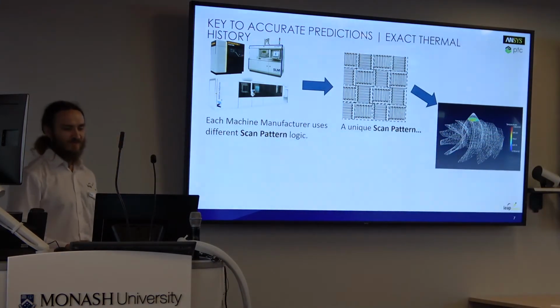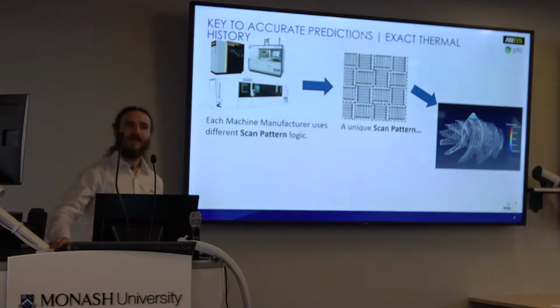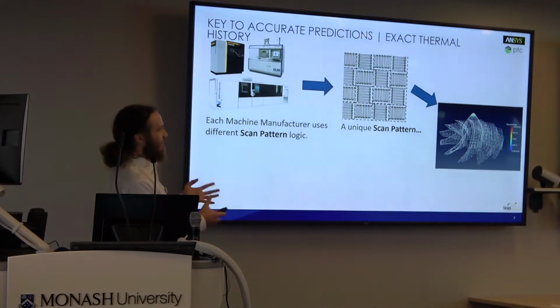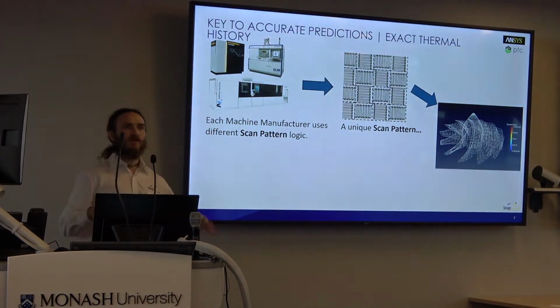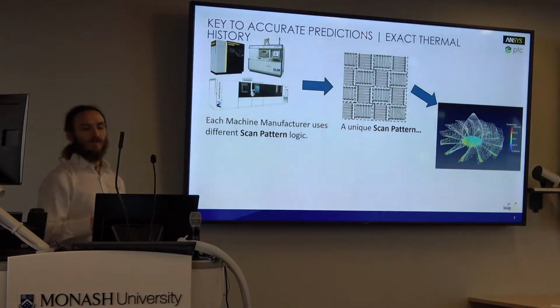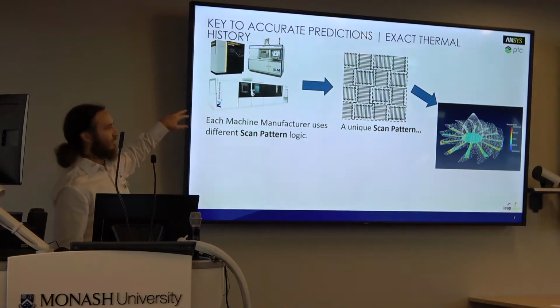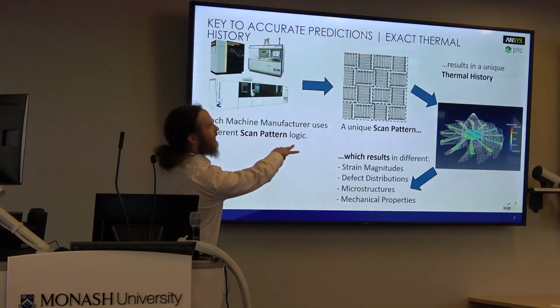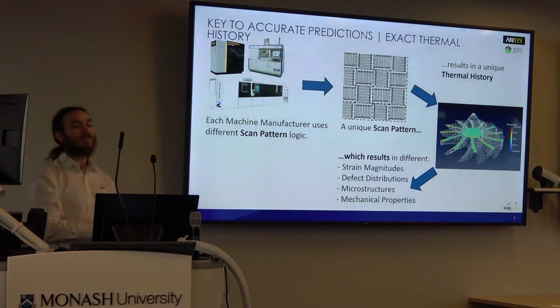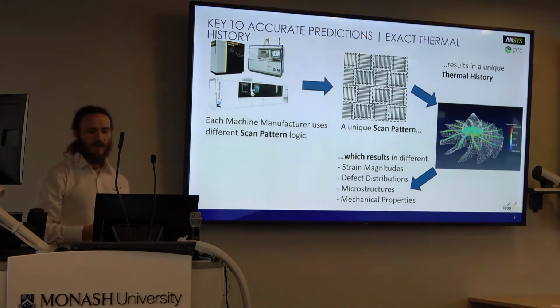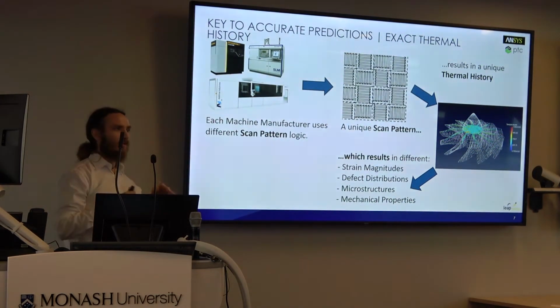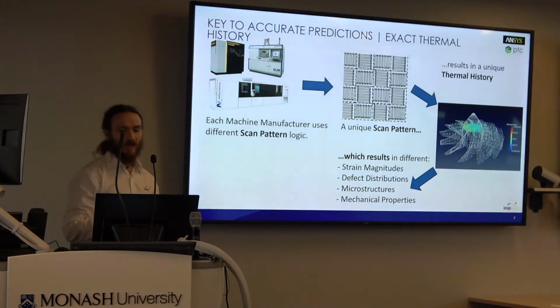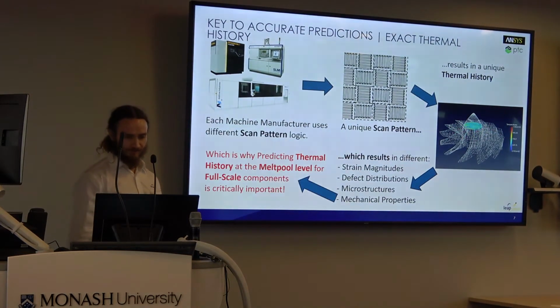Cool. Okay, so to get an accurate residual stress prediction and deformation prediction, you need to know what the true thermal history of the part is during the printing process. So by having this information and applying it to the print process, we can get this sort of simulation, and it gives us a much better prediction of strain magnitudes, defect distributions, the local microstructure of the material, and the resulting mechanical properties.